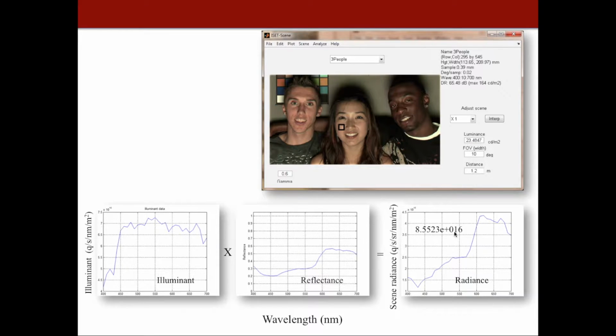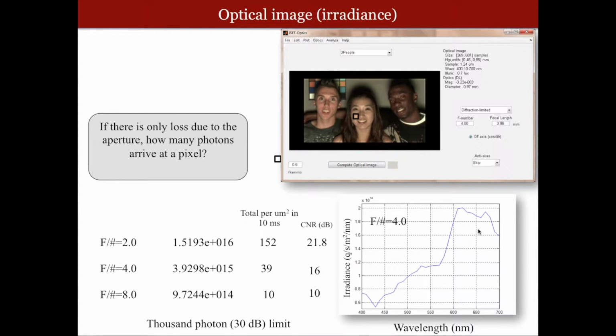That's what's represented over here, and that's the light, the scene radiance, headed towards the camera. We can calculate what happens when that radiance arrives at the aperture of the camera and makes it down into the sensor, and that's what we call the optical image, the irradiance at the optical image. And we can do that for different F numbers, different types of optics for the diffraction-limited case, and for different sizes of pixels. That's another option we have.